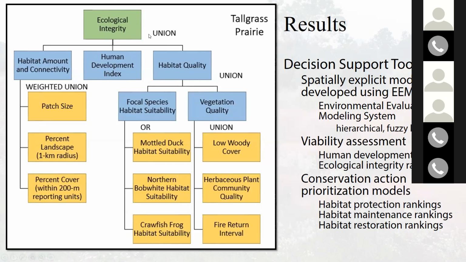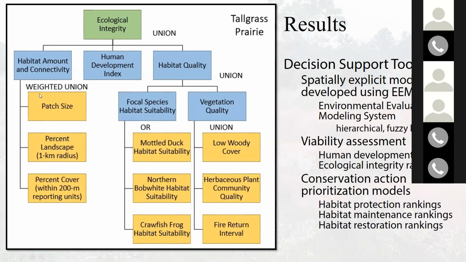And this flowchart here is just an example of how the models are structured. So this is ecological integrity for tallgrass prairie. Human development here has its own whole series of inputs that are not shown, just to make this a little clearer. Habitat amount and connectivity. So these are patch size, percent landscape cover, percent cover within the 200-meter reporting units. That's the resolution basically of our outputs, that 200 meters. A lot of the data we're using as inputs are at finer scale resolution, like 10 or 30 meters, but the output is displayed at 200 meter pixels.